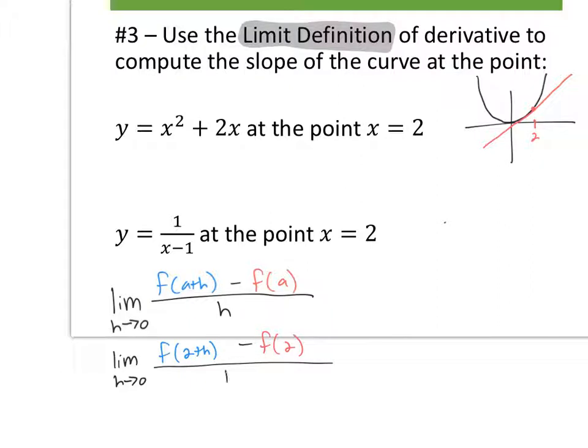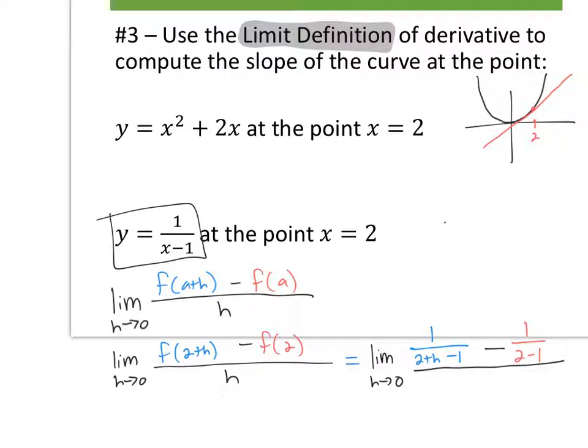all over h, which is the same as, I have to use this function now, 1 over stuff minus 1. So f of stuff is 1 over stuff minus 1. This is equivalent to the limit as h approaches 0 of 1 divided by stuff minus 1. So 2 plus h minus 1 minus the red stuff f of 2, 1 over 2 minus 1. And then all of that is all still over h.